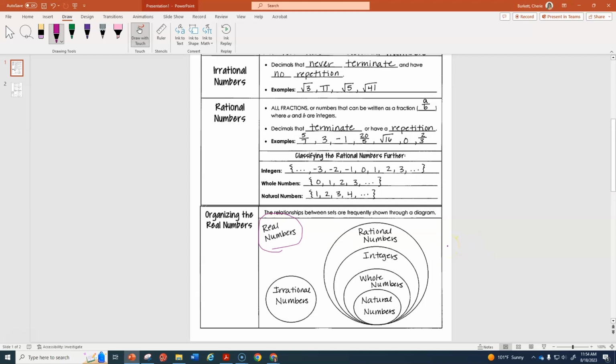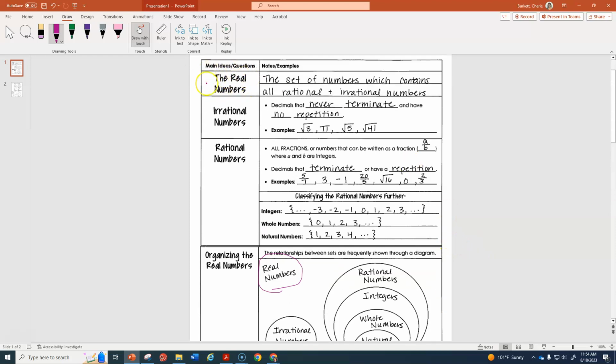The real numbers, by definition, here's the definition that I'm giving you up here: the definition of real numbers is a set of numbers that contains all rational and irrational. Well, that's not helpful, especially if you don't know what rational and irrational numbers are. So what I tell my students, which might make a little bit more sense to you, is you might want to add that they're all the numbers on a number line. Okay, so anytime you draw a number line, that number line contains real numbers.